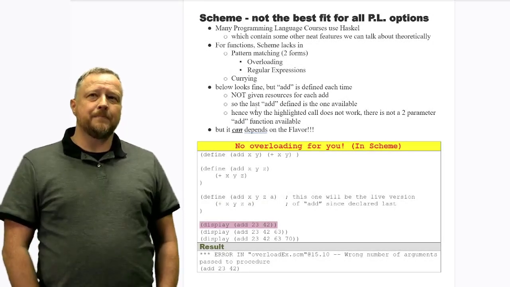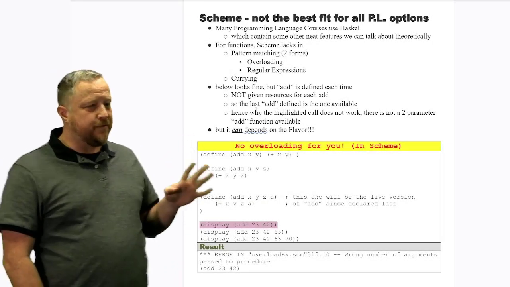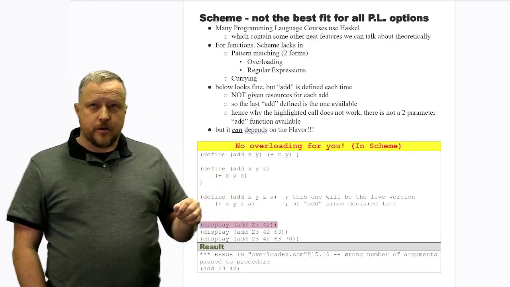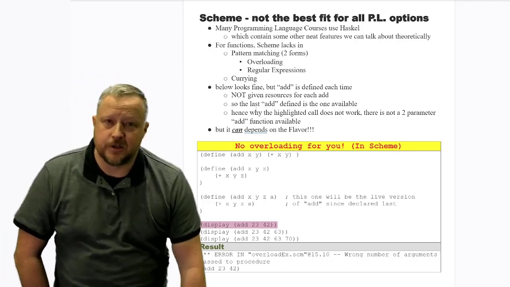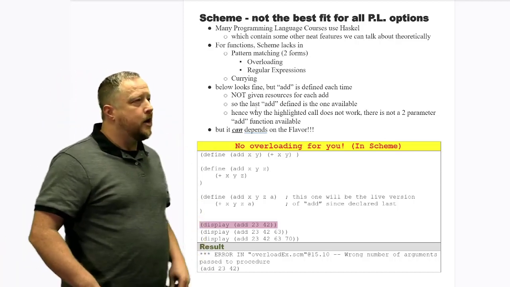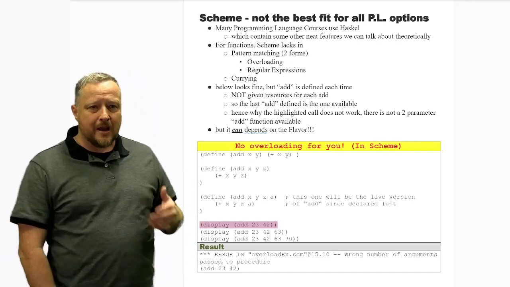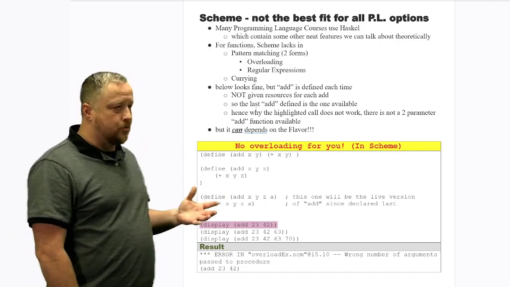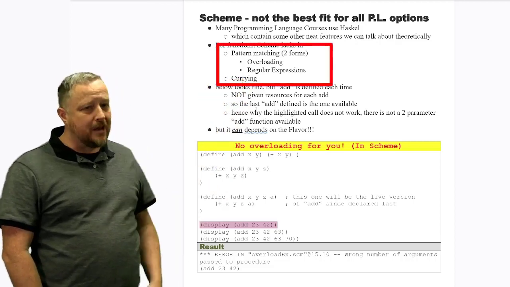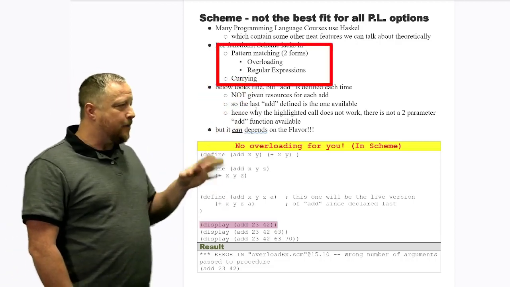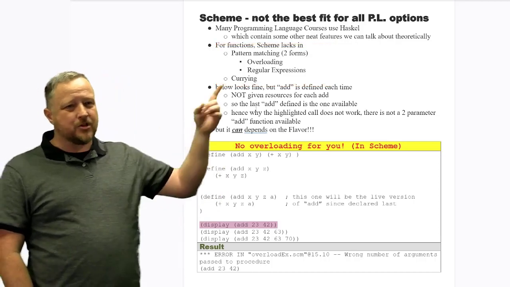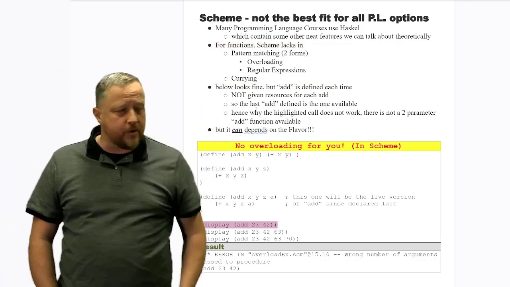So Scheme, while it says not the best fit for all programming languages, that's certainly true. Every language has got its issues. But you're going to notice if you're studying online, a lot of programming languages happen to use Haskell. Now, they use Haskell because of a couple of things that Scheme lacks, and that's overloading and regular expressions. We can still get away with stuff. And then there's currying, which you may not know, and we'll go over here in a little bit.